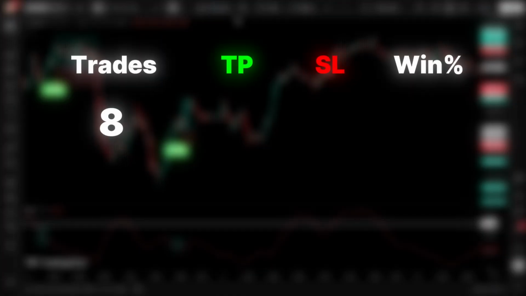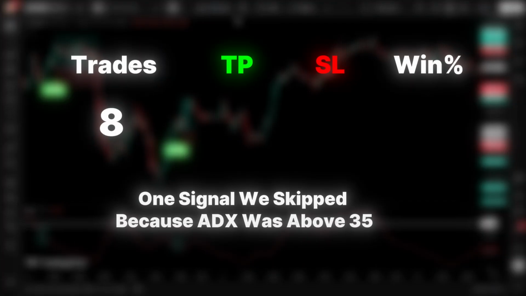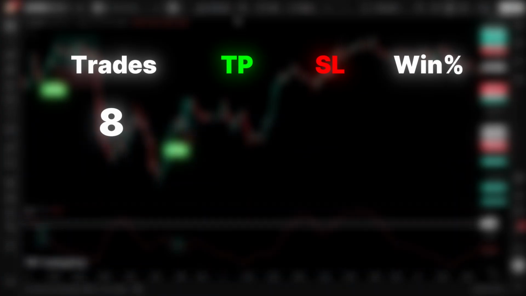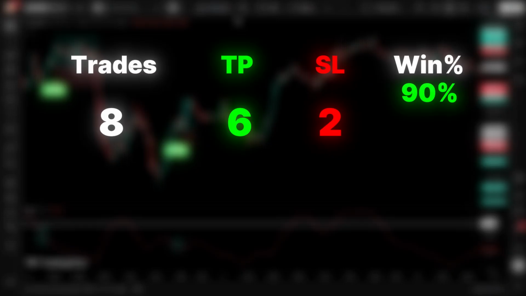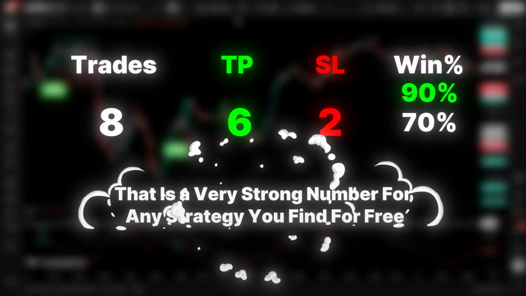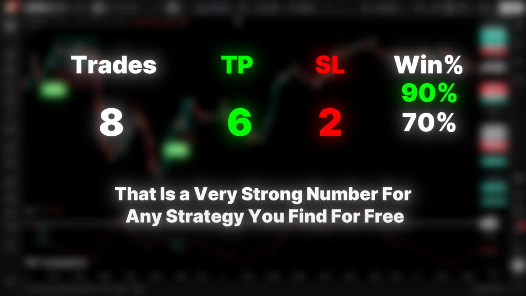So let us count it up honestly. We took 8 trades. One signal we skipped completely, because the ADX was above 35. Out of those 8 trades, 6 were winners and 2 were losses. Under the right market conditions, this setup can push past 90%. But realistically, you should expect somewhere above 70%. And let me tell you, that is a very strong number for any strategy you will find for free.